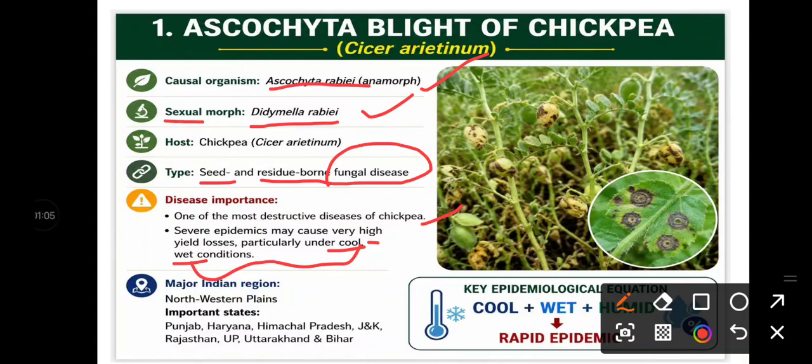The major Indian region where epidemics or higher infestation of Ascochyta blight are observed is the northwestern plain, because in this region a cool humid climate is generally there, which is helpful for the development of epidemics. Important states like Punjab, Haryana, Himachal Pradesh, Jammu and Kashmir, Rajasthan, Uttarakhand, Bihar are the major Ascochyta blight hotspot regions.